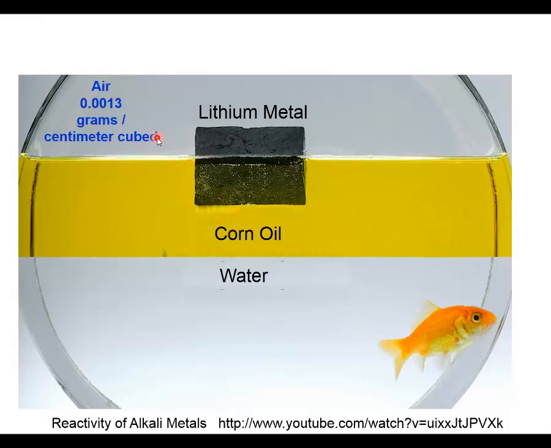At the very top of our fishbowl, we have air at a density of 0.0013 grams for every centimeter cubed. And then if we look at the lithium metal, it has a density of 0.534 grams per centimeter cubed. Do you notice the air's density is very low?